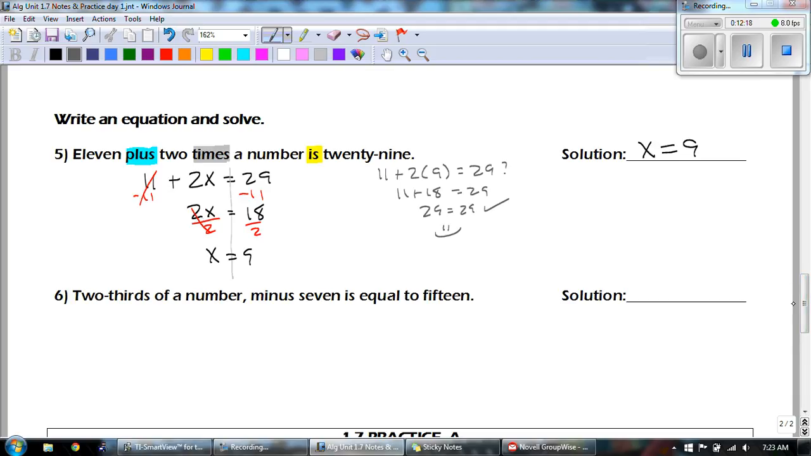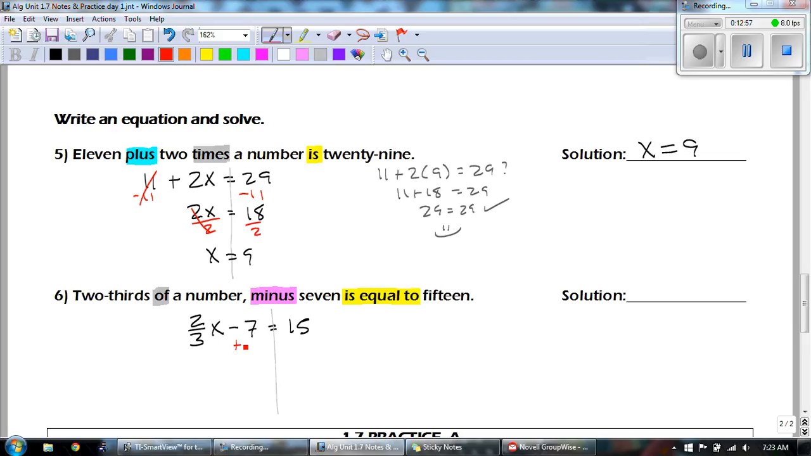All right, next one. 2/3 of a number minus 7 is equal to 15. So 2/3 of a number, well, we forgot to write that one down. So 2/3 of a number is actually meaning multiplication, minus 7 is equal to 15. Okay, so there's my equation. Now we have to solve it.